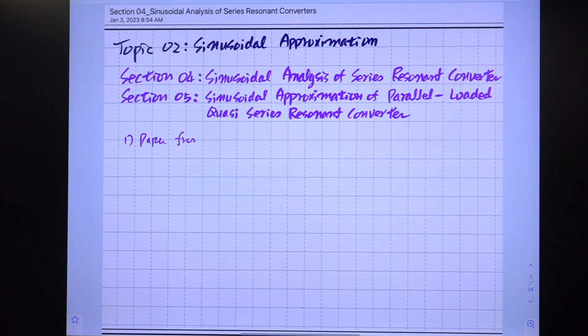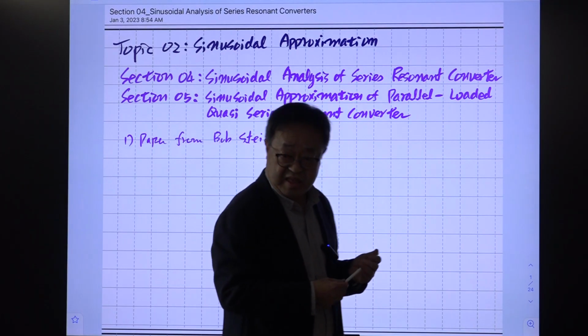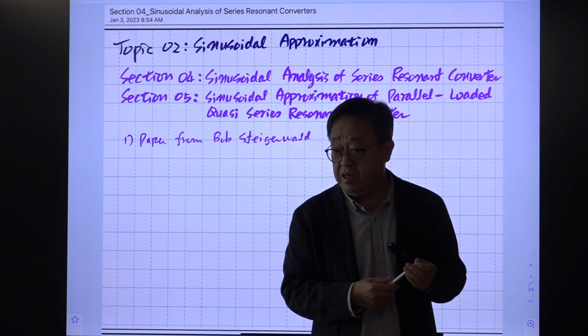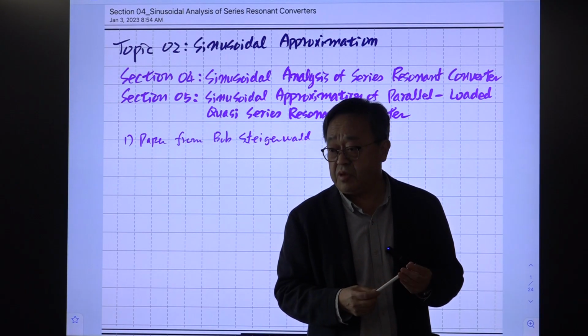From Bob Steigerwald. I think his ancestors are from Germany. Steigerwald, okay. He was with GE, General Electric, a very famous company, located at Schenectady. That is the name of a city in New York. So I visited there, and I met him several times there.